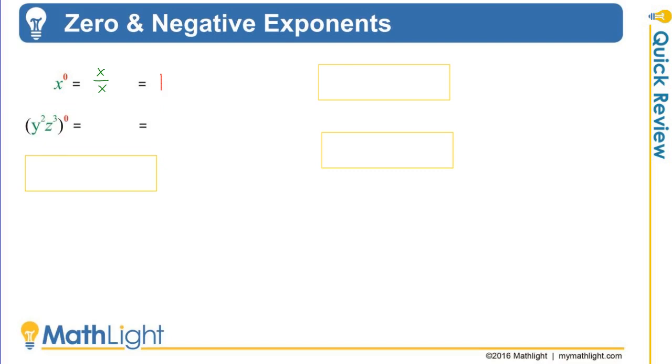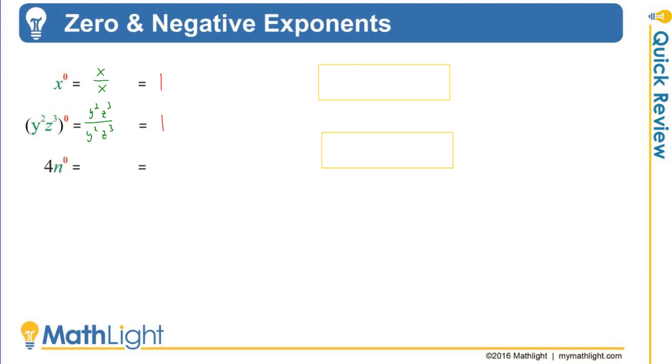So look at this example. You have a y squared z cubed to the 0 power. So technically, what do you have? A y squared z cubed, the base, divided by a y squared z cubed itself. Final result, 1. So some students say, oh, it always ends up being 1.